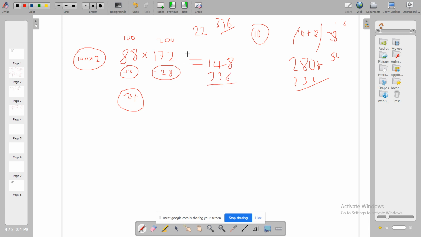Okay, which will give you this. So 8 plus 6 is what? 8 plus 6. 14. So 4 carry 1. Add it to this 5. 5 plus 3 is what? 8. Okay. 1 plus 3 is what? 4.